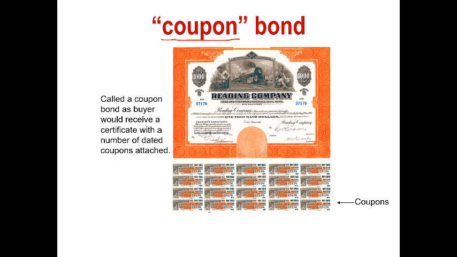So you can see these are dated November and May, '93, '94, '95. And you sent those in to the issuer of the bond, and they sent you the coupon. They sent you the check for that period's interest payment. So that's where the term coupon comes from.